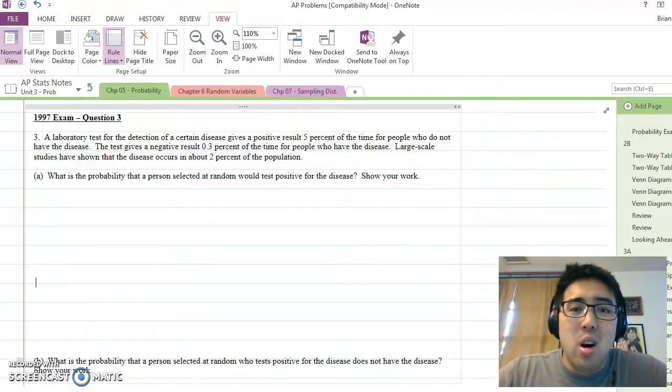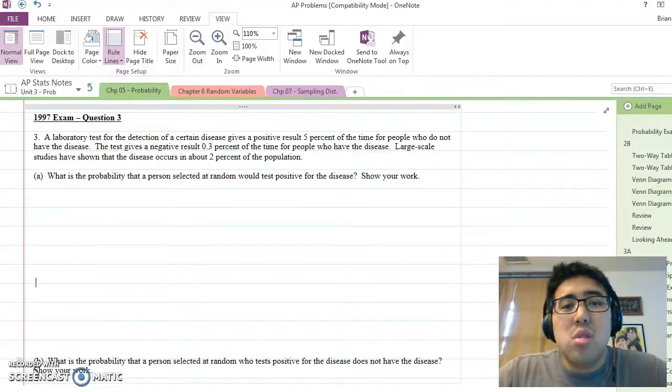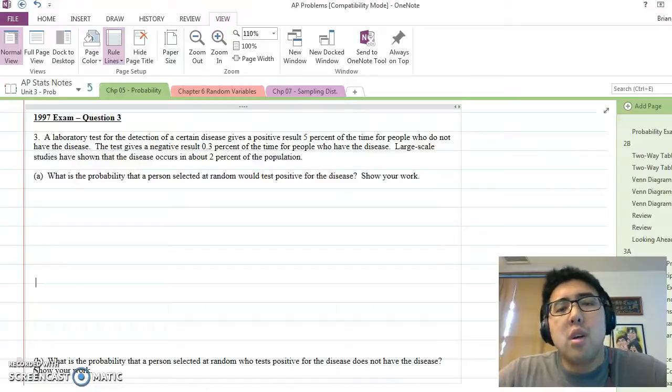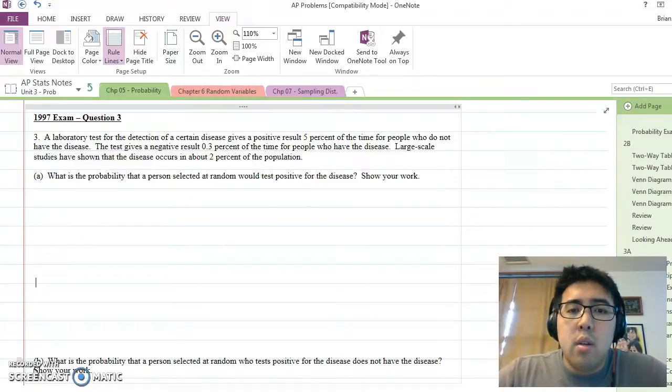The last 13 minutes of class you've spent working on a probability question from the 1997 exam, in particular question 3. The reason why I chose this question is because it involves having to construct a tree diagram, and these problems tend to be a struggle for many of you. So hopefully today will be the day that it clicks if it hasn't already.